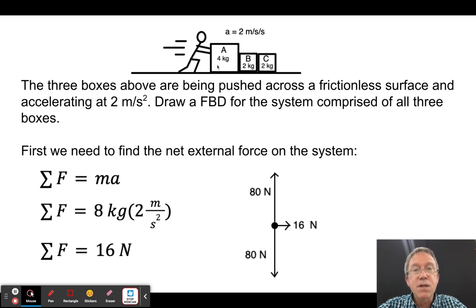So the collective mass of the system is 8 kilograms. So that means I have 80 down. I have 80 up from the floor. They cancel each other out. And I'm going to use F equals ma to figure out the force. It's accelerating at 2, the mass is 8, so that means I have 16 newtons of force acting on it, causing it to accelerate. So that's how hard this person is pushing, with 16.